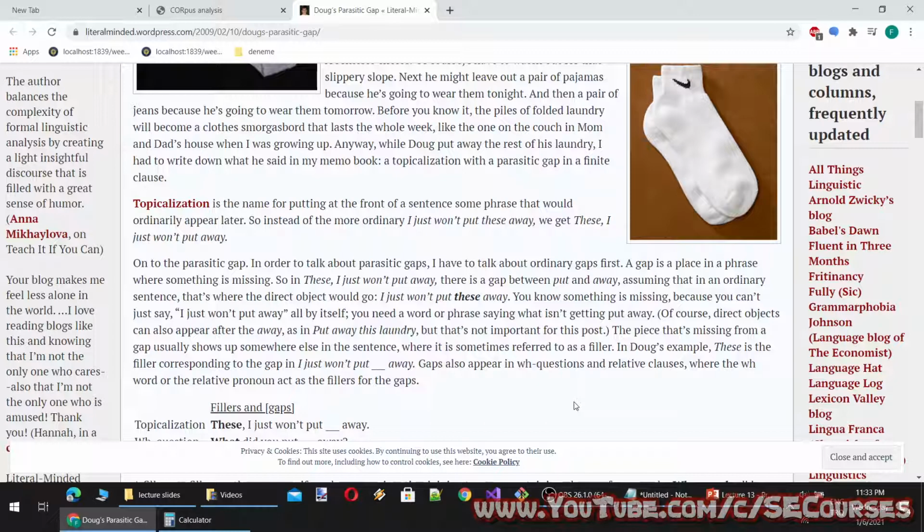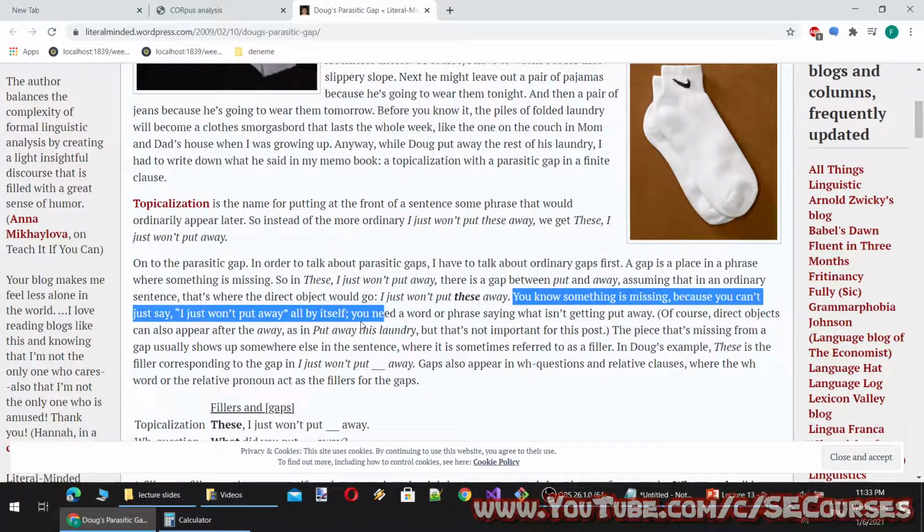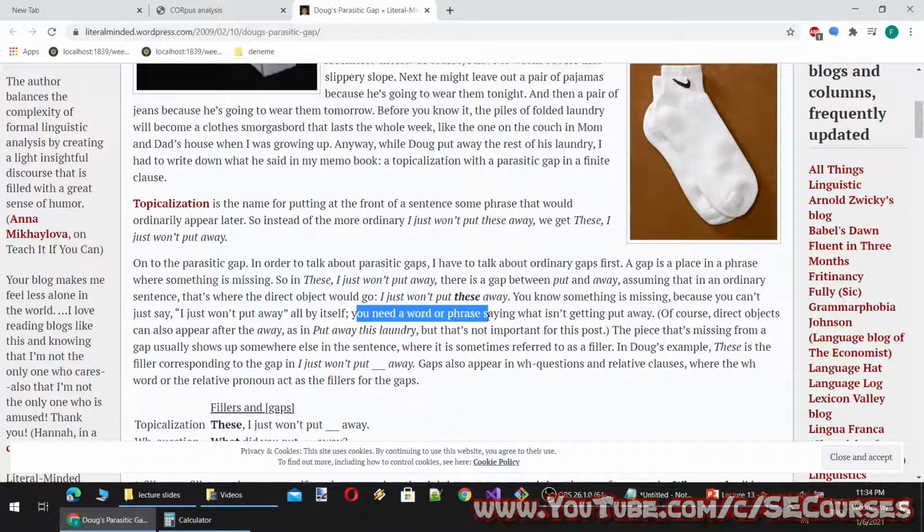Onto the parasitic gap. In order to talk about parasitic gaps, I have to talk about ordinary gaps first. A gap is a place in a phrase where something is missing. So in "I just won't put away," there is a gap between put and away, assuming that in an ordinary sentence, that's where the direct object would go: "I just won't put these away." You know something is missing, because you can't just say, "I just won't put away" all by itself; you need a word or phrase saying what isn't getting put away.